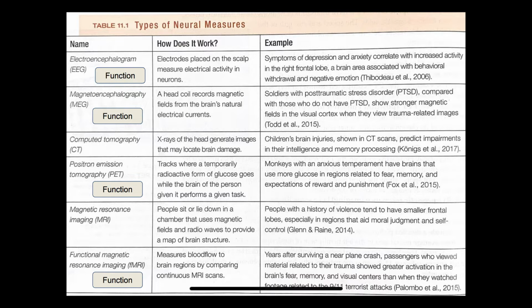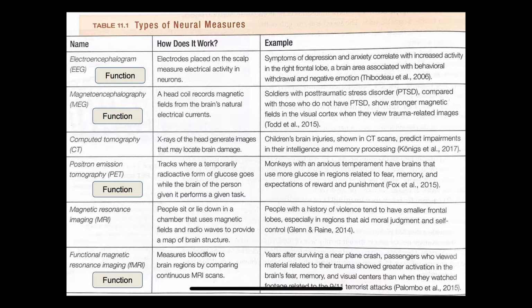So a functional MRI, similar to an MRI, is actually going to measure blood flow to brain regions by comparing continuous MRI scans. Just think of a flip book: these MRI scans are taken continuously, so that when they're put together, we get a sense of the activity in the brain by looking at the changes in blood flow. The example for this one is that after surviving a near plane crash, passengers who viewed material related to their trauma showed greater activation in areas of the brain that are involved in fear and memory and the visual centers than when they watched footage related to the 9/11 attacks.